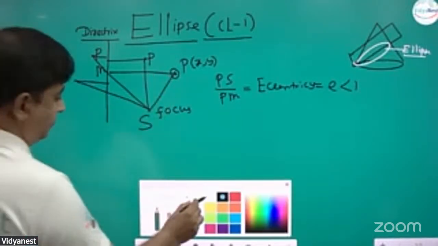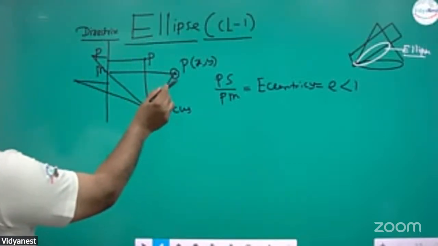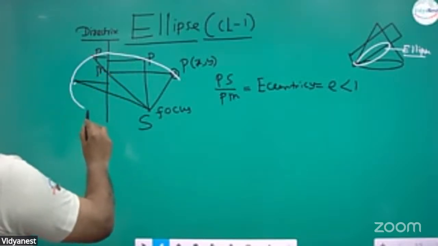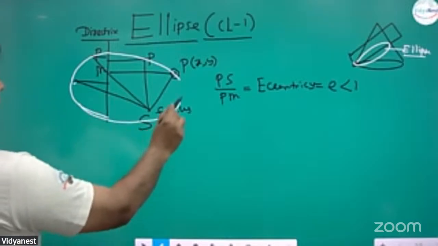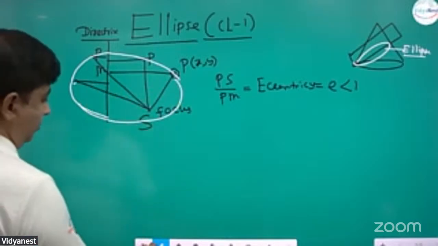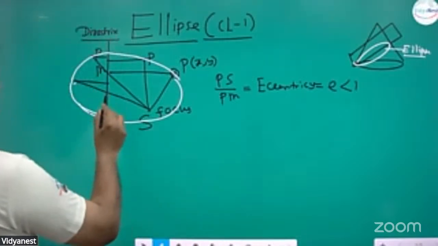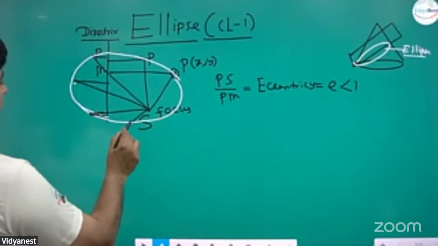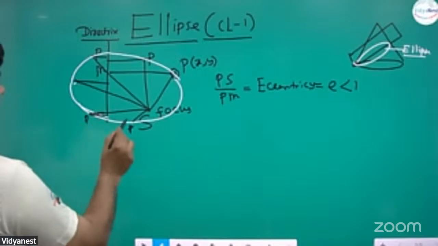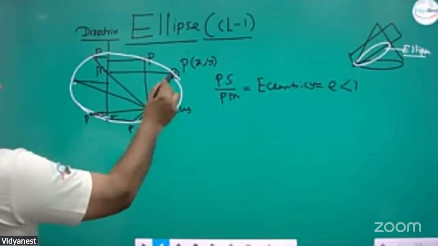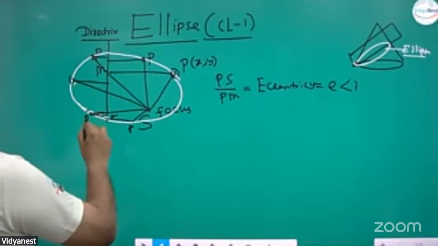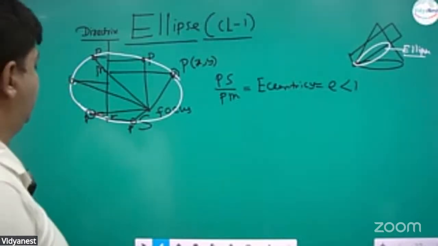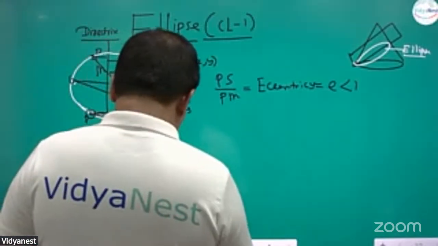In this way, the locus of the point P will leave one curve of this type. Okay? The point P will move in this way and will form an ellipse. PS, PM, PS, PM. So you join all these points by a curve, you will get the locus. It is called ellipse, roughly. Okay?